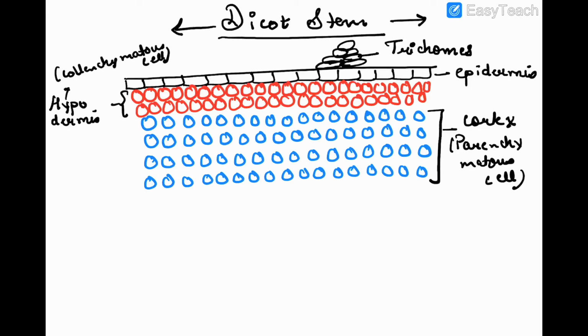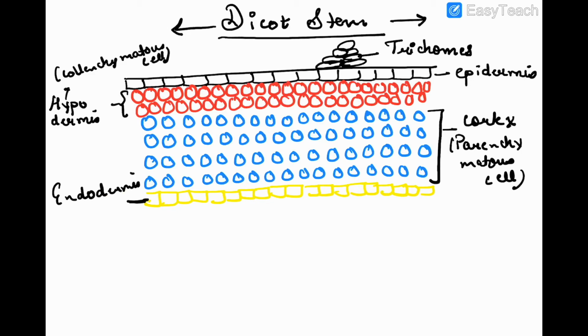After the cortex comes the next layer, which is known as endodermis. Now I am drawing endodermis in yellow color. You should remember that the endodermis layer is rich in starch, so it is also known as starch sheath.